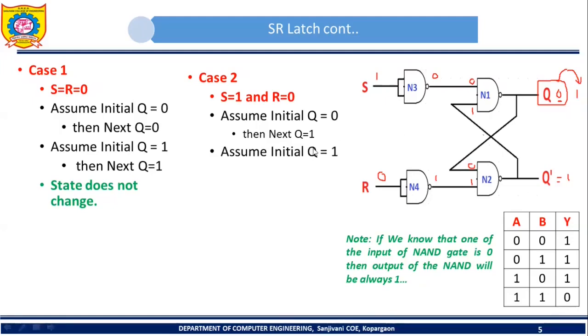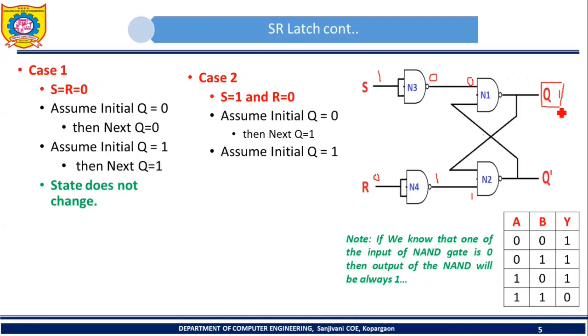Now consider another assumption. Assume that the new initial value of Q is 1. So the initial value of Q is now 1. What are the inputs? S is 1, R is 0. So here it is 1, 1, so the output will be 0. Here the output will be 1. So this 1 will become input to N2, and this 0 will become input to N1.